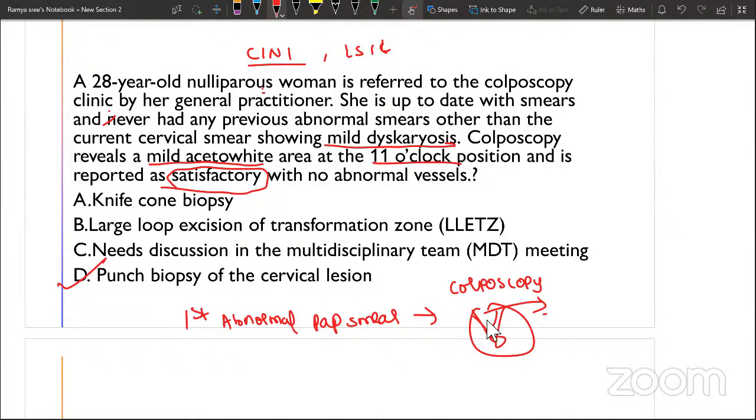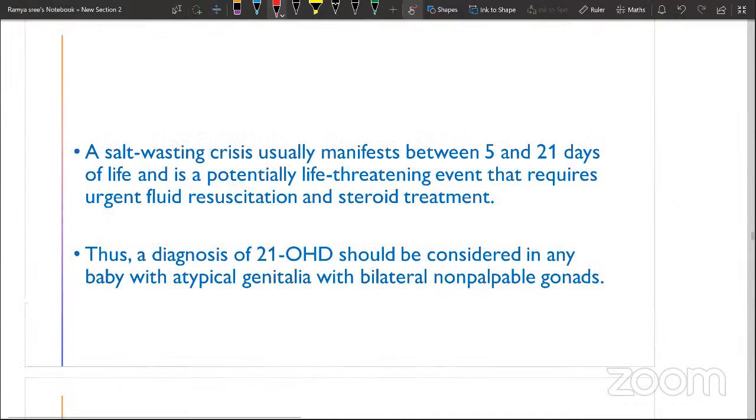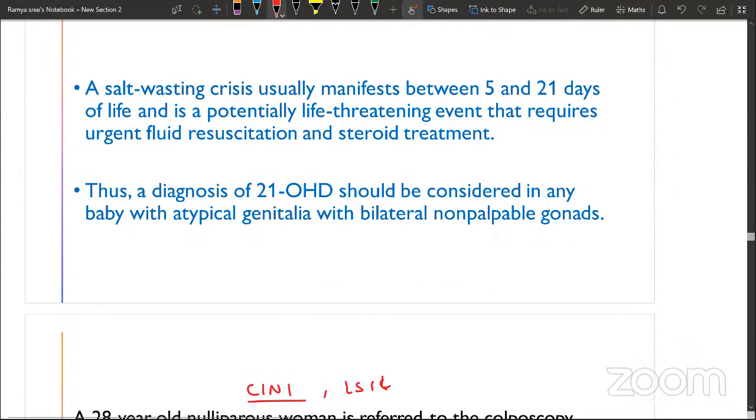So as you have an abnormal lesion, you are taking the biopsy of it. So that's why you're doing the punch biopsy. So I didn't ask any specific management here. I'm just asking what you do one after the other step. That's all.